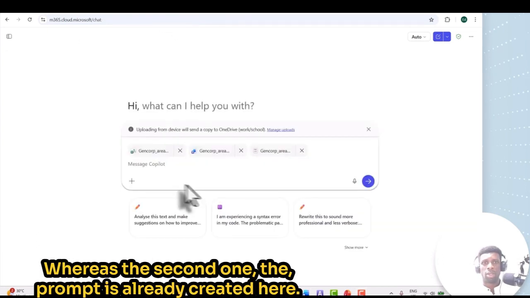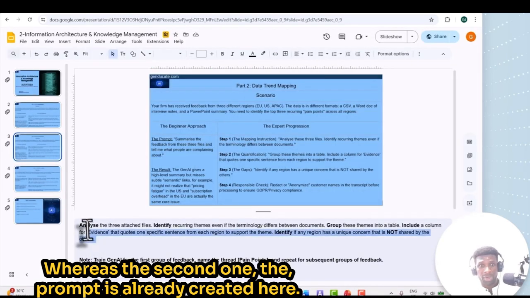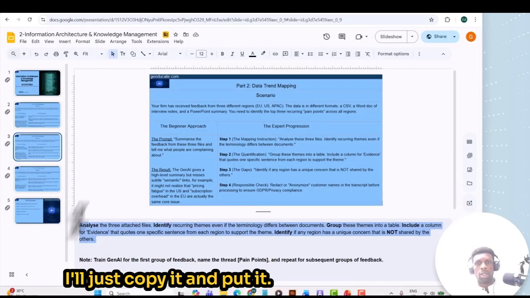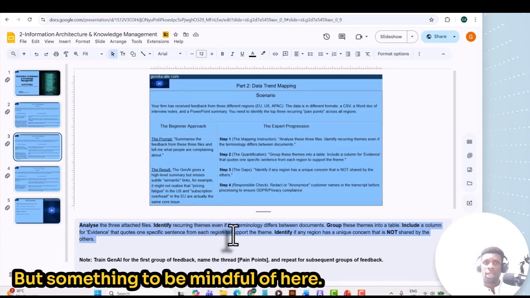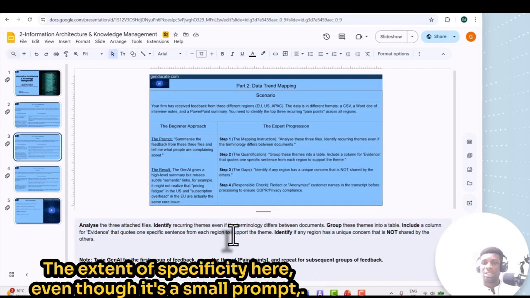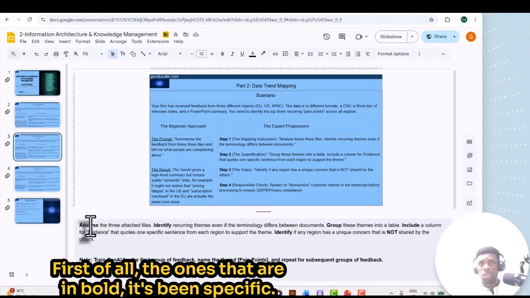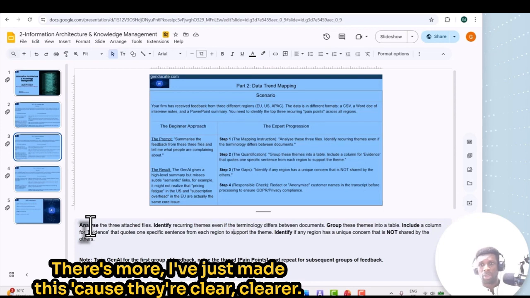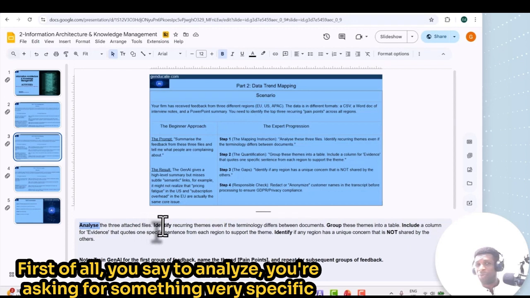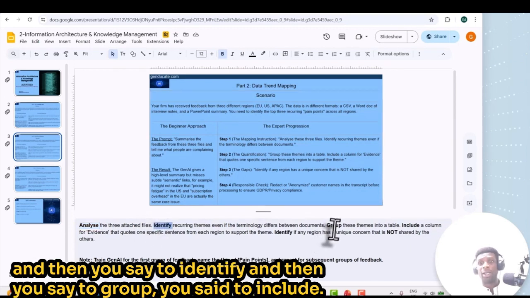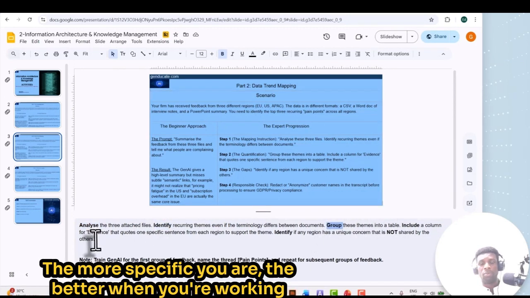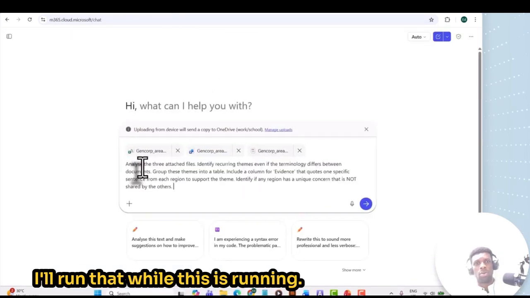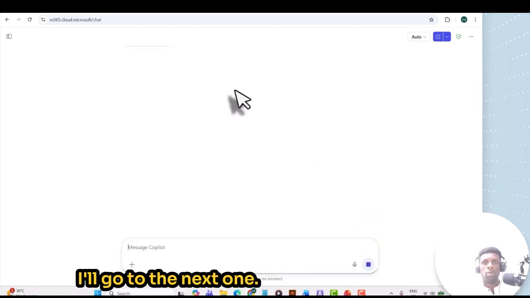Whereas the second one, the prompt is already created here. I will just copy it and put it. But something to be mindful of here is the extent of specificity. Even though it's a small prompt, first of all, the ones that are in bold, it's being specific. There's more, I've just made this because they are clearer. First of all, you say to analyze, you're asking for something very specific, and then you say to identify, and then you say to group, you say to include. The more specific you are, the better when you're working with this sort of scenario. I'll run that, and while this is running, I'll go to the next one.